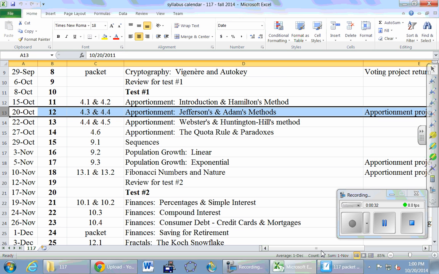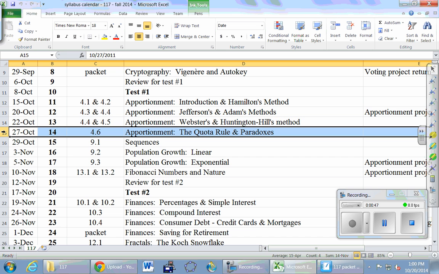That was Hamilton's method. Today we tackled two more methods, Jefferson's and Adams' method. Next class, we'll finish learning new methods to apportion stuff, Hamilton, Huntington-Hill, and Webster. So a total of 5 methods to give out these seats. And then we will see something about the quota rule and some paradoxes, all right? So that's the next few classes.